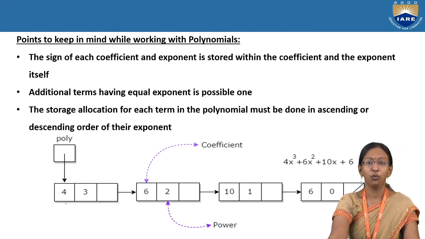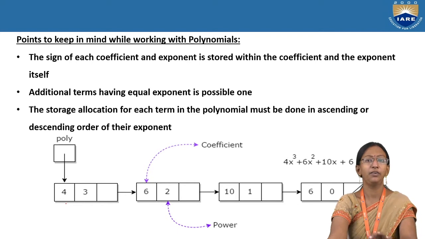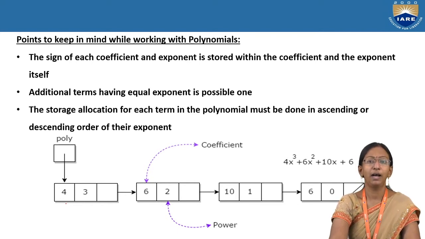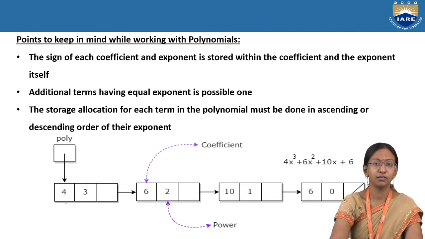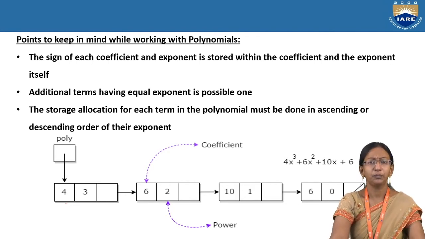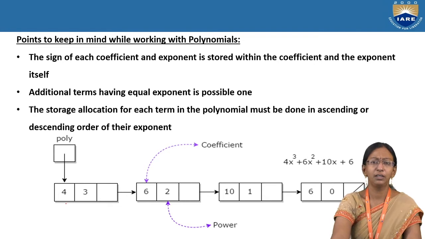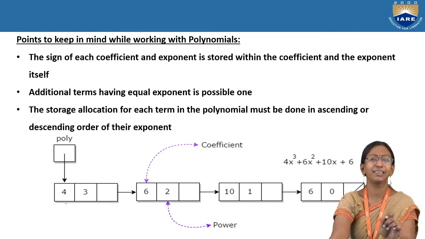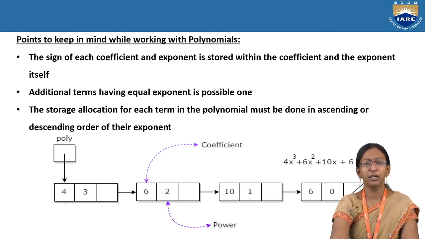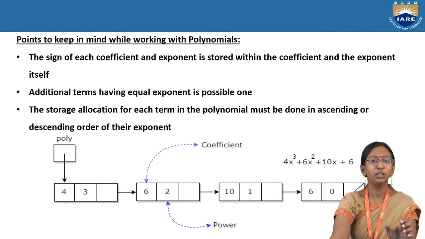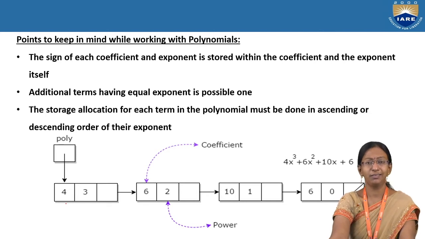Whenever in any node, if the address part holds value null or none, it means that it is the last. Simple. Whatever concept you have learned in single linked list is just being extended. In single linked list, a node will have two parts. The first part will be the data part. The second part will be the address part. The address part holds the address of the next node.